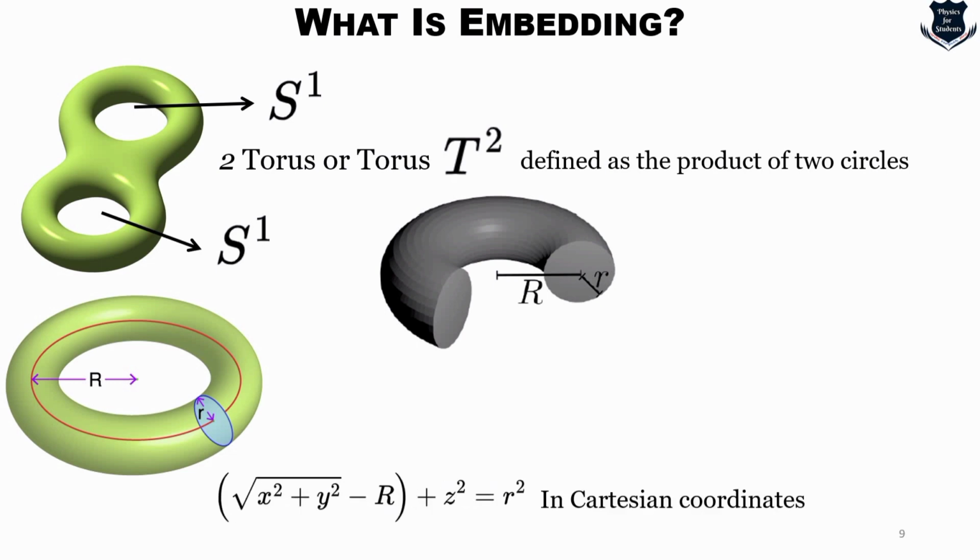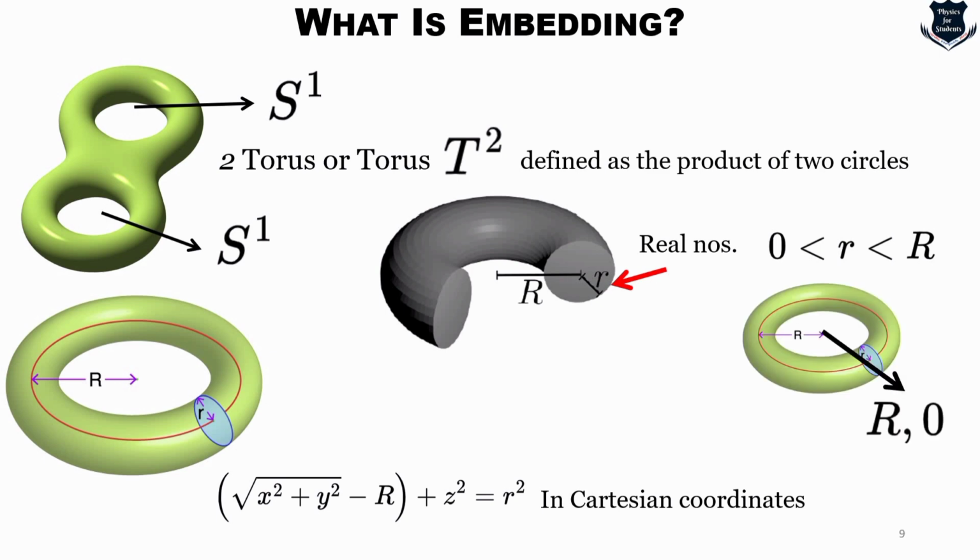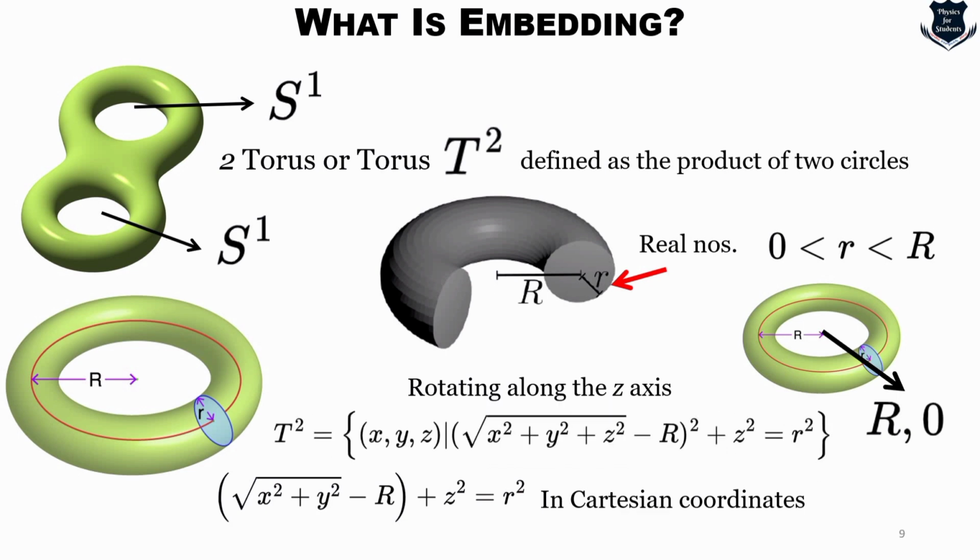So if you're given in Cartesian coordinates, the equation looks like this. Now if you're given real numbers where 0 is less than r is less than big R, then we get that if we take a radius r in the xz plane with center R at 0 and we rotate around the z axis, specifically the resulting equation is this.